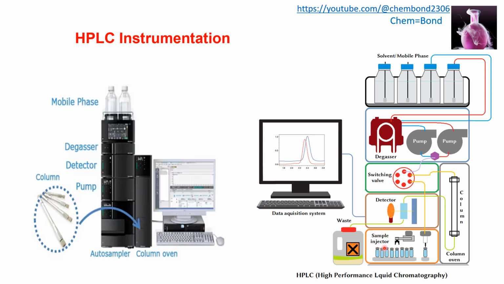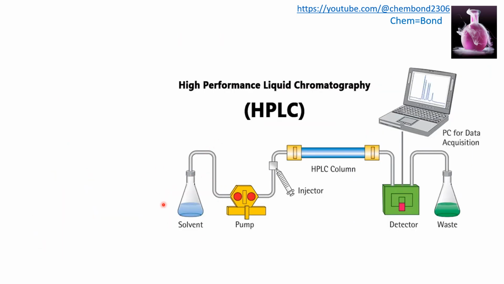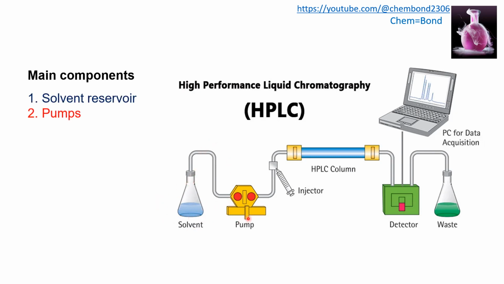From the injector, or sample injection area, the sample is injected into the switching valve and moves towards the column. From the column, the sample along with the mobile phase from the pump passes towards the detector. From the detector, it will move towards the readout device. So the main components of HPLC include the solvent reservoir in which the mobile phase is kept, pumps, sample injector, HPLC column, and finally the detector and readout device.